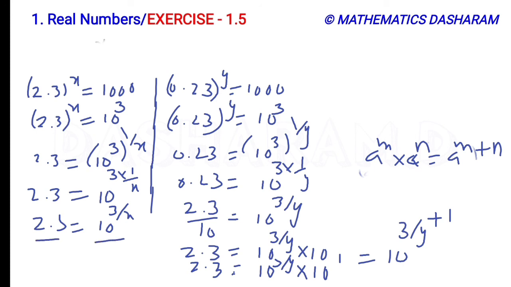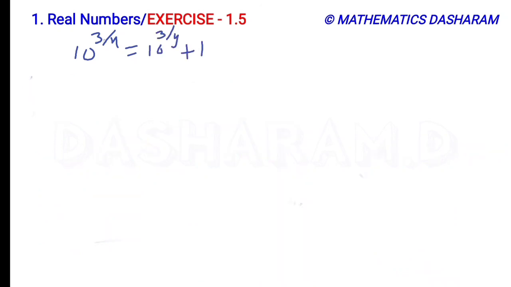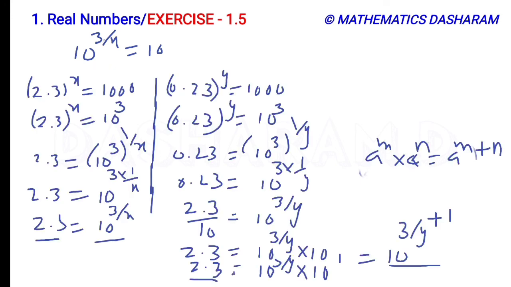Now observe the answers. Here 2.3 equals 10 to the power of 3 by x. Here 2.3 equals 10 to the power of 3 by y plus 1. Then here both LHS are equal, then we can equate the RHS. So 10 to the power of 3 by x equals 10 to the power of 3 by y plus 1. Actually I wrote plus 1 here, but it is in the exponent place.